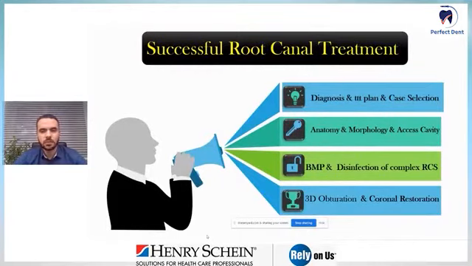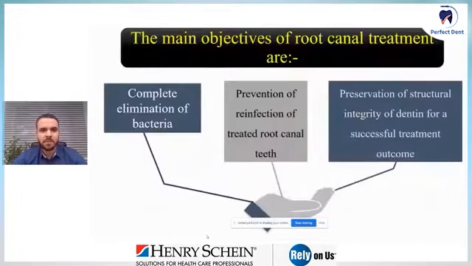There is no doubt that successful root canal treatment depends in the first place on diagnosis, treatment plan, and case selection, anatomy and morphology, and access cavity preparation, how to do 3D cleaning or biomechanical preparation of a complex root canal system, and 3D obturation and coronal seal is one of the most important steps during root canal treatment. But the main objectives of root canal treatment are complete elimination of bacteria from the complexity of the root canal system and prevention of reinfection of endodontically treated teeth, and the most important goal is to preserve the structural integrity of dentine as much as we can.